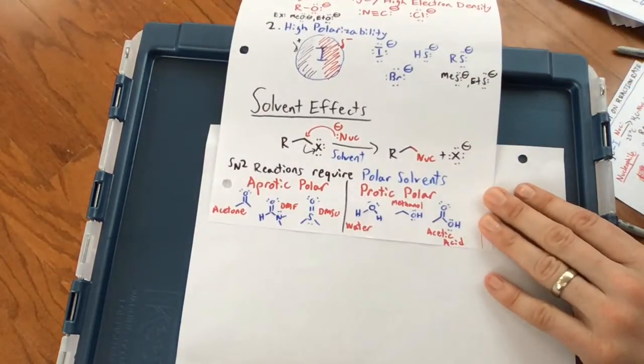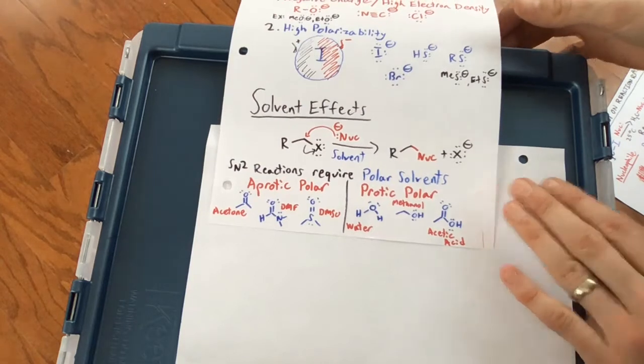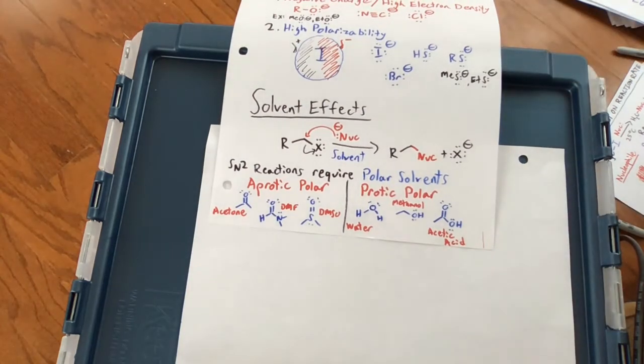So what you should know is that SN2 reactions require a polar solvent, and there are two types of polar solvents that you will run into. One is a polar solvent that does not have an acidic proton that can participate in hydrogen bonding, and these are called aprotic polar solvents. There are also protic polar solvents, which all have acidic protons that can also participate in hydrogen bonding.